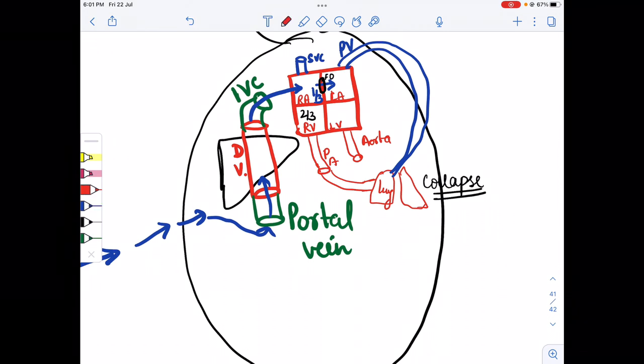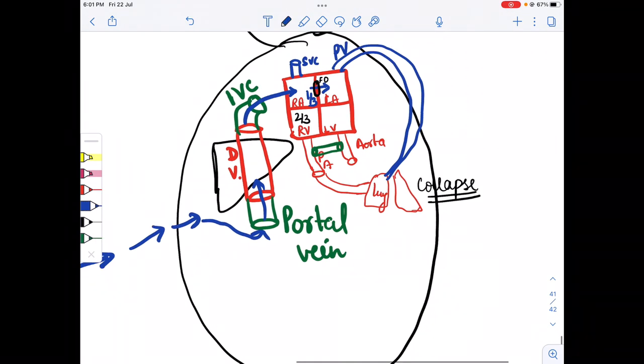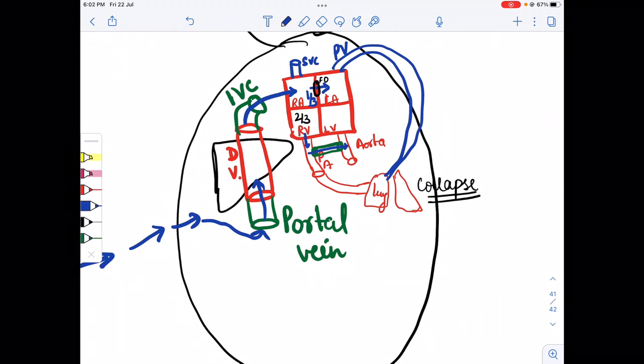So here we have the ductus arteriosus. Through the ductus arteriosus, the blood that reaches the right ventricle, the two thirds, is shunted from here to the aorta. That is by the ductus arteriosus. Please remember, here is the ductus arteriosus.